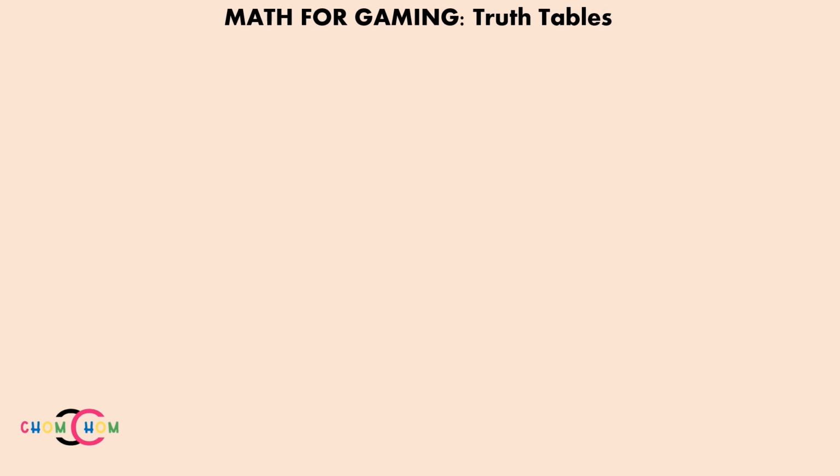Next up on Math for Gaming, we have truth tables. So basically a truth table is just a table of things that you know are true and are not true using our propositions. So we're going to do our first proposition. If the sun is out, today will be sunny.